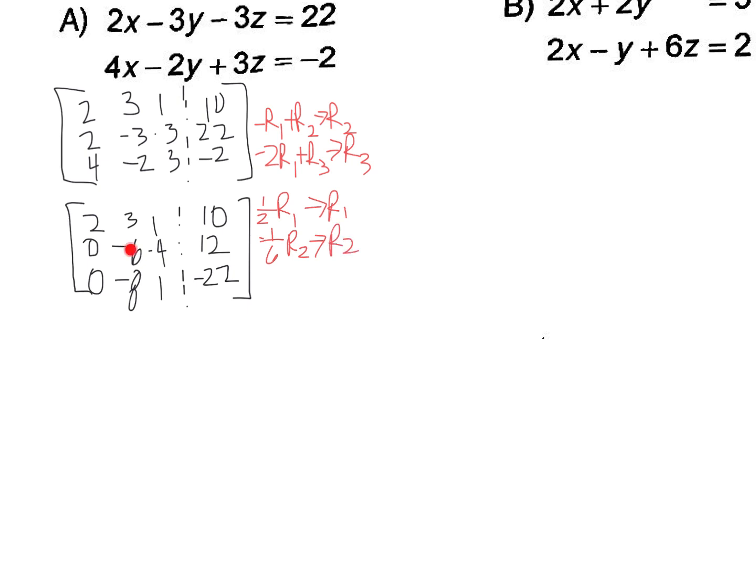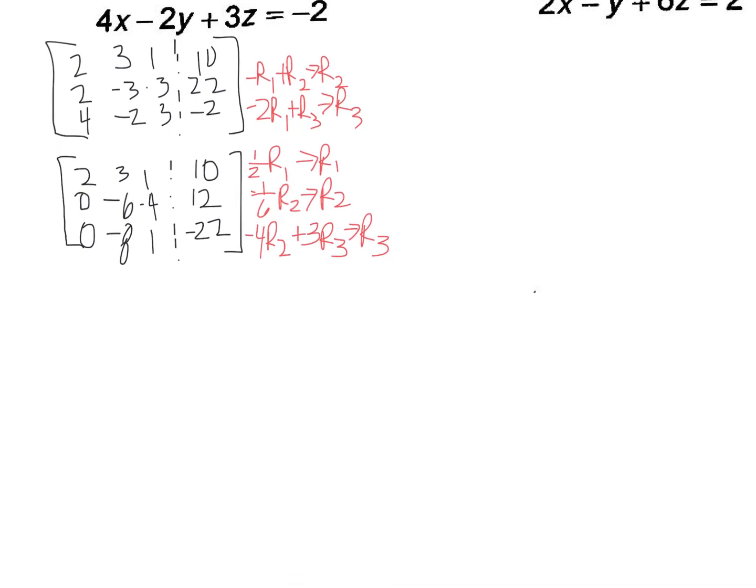I'm going to look to eliminate these two. Our LCM is 24. So I'm going to multiply the second line by negative 4. So negative 4r2 plus 3r3 gives us a new r3. Now we have to do it by a negative, so they're opposites of each other.